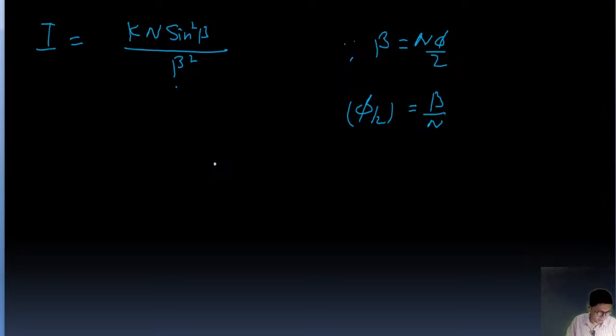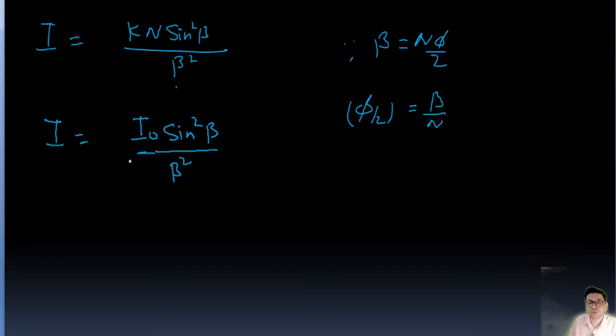Now you can write this constant as I naught. So I, the total intensity of diffraction passing through this, the resultant intensity, is going to be I naught sine square beta upon beta square.